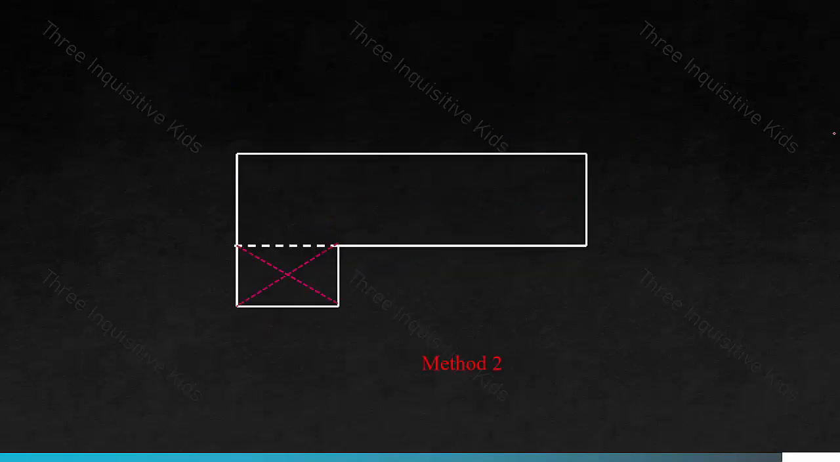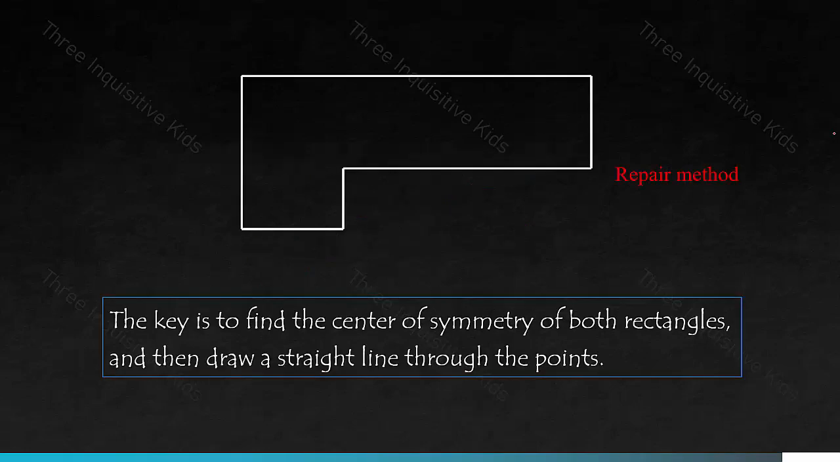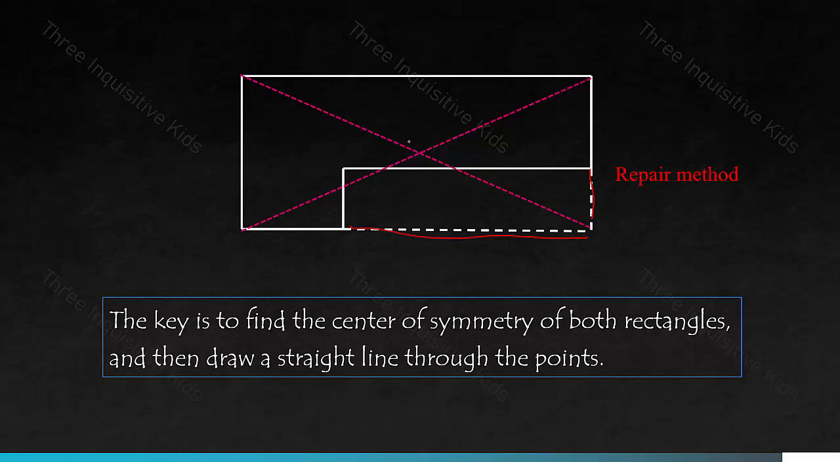Here's method 2. In this case, you split this entire figure into 2 rectangles this way. Then connect the dots to get method 2. The key is to find the center of symmetry of both rectangles, and then draw a line through the points. Instead of trying to break this original figure in half, you have to extend these 2 sides to make a full rectangle. And then you find the center of symmetry of this big rectangle and the center of symmetry of this smaller rectangle. Then you connect the dots. It's another way to split the figure in half.